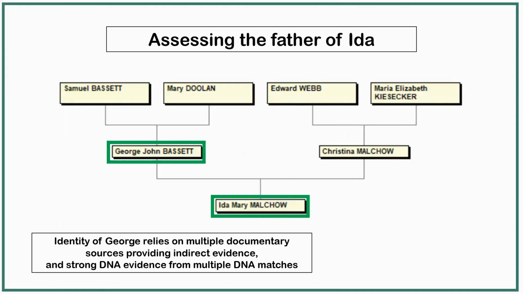In this example, where we're looking at the father of Ida, we have no direct evidence, but we do have strong DNA evidence and indirect evidence in that her twin was raised by one of his sisters. So in this case, I rated it as green because of the DNA evidence, whereas the Seaborn Cook example is yellow because it had no DNA evidence.